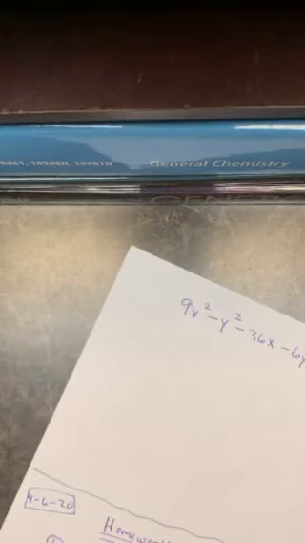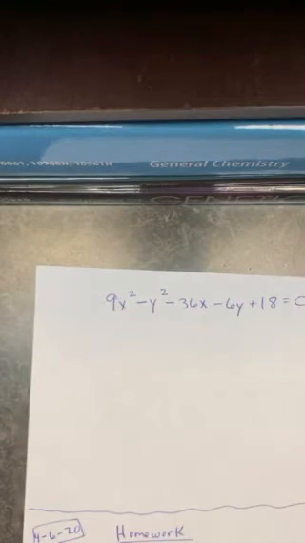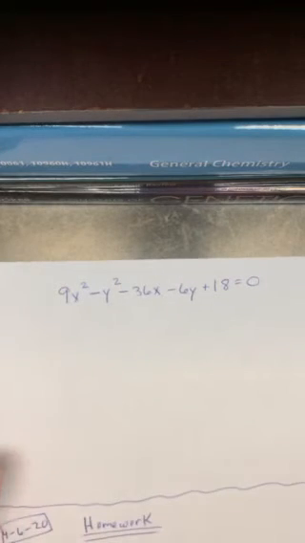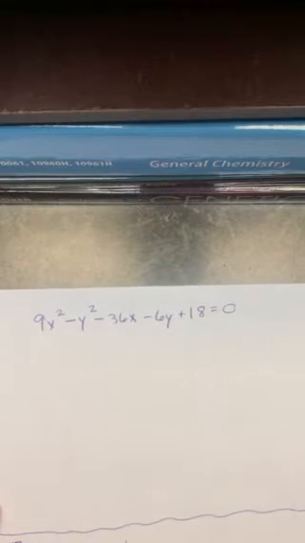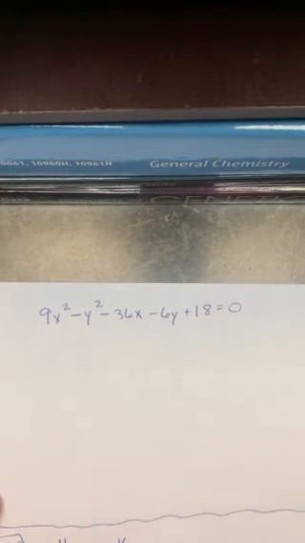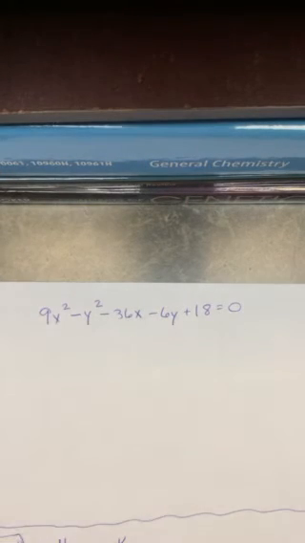Last thing, flip that over to the back. The last problem we're going to do together is one that requires a little bit of work. It says 9x squared minus y squared minus 36x minus 6y plus 18 equals 0. This is the type you might see on a college entrance exam, an ACT test.